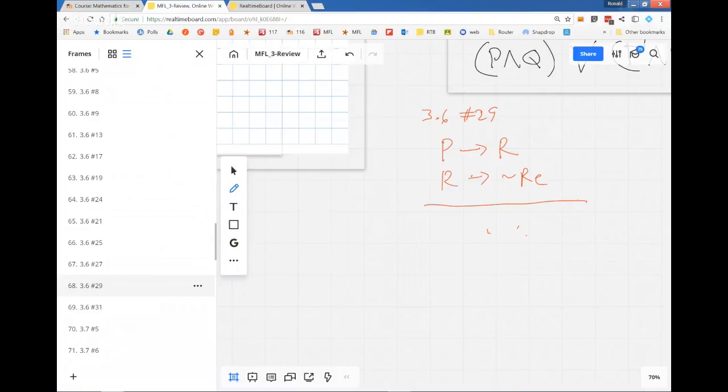Anyway, if you have P, then you get R. And if you have R, then you get not RE. So if you have P, you're going to wind up with not RE, because these two chain together. So the conclusion is if P, then not RE. Let's translate that: if you're a politician, then you are not reliable.